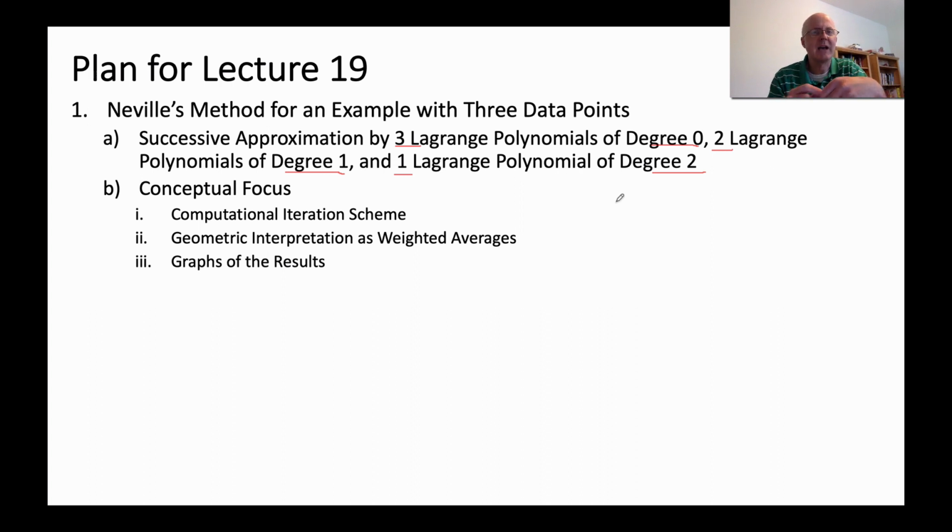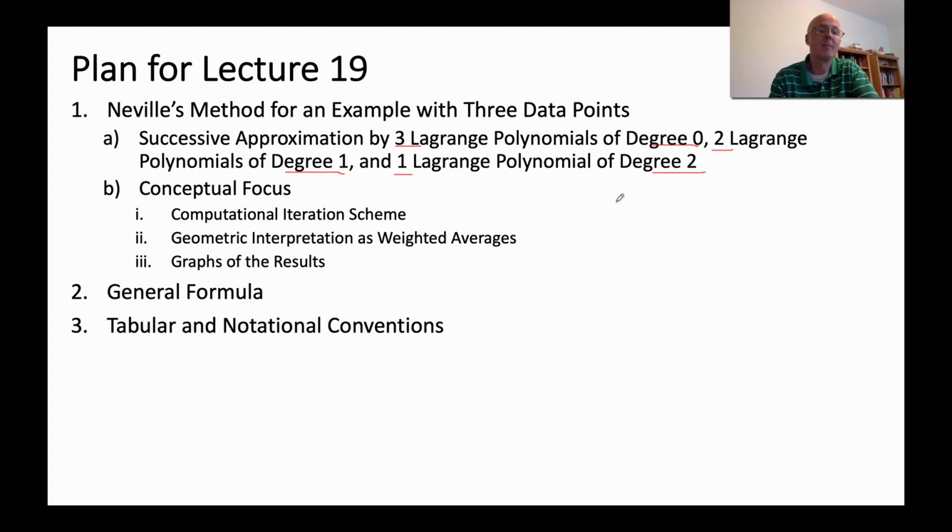Now, I should say also at the outset that Neville's method is really set up mostly to do computations with particular numbers and not necessarily formulas. That's its main benefit, in fact. However, we will talk about formulas as part of the discussion here. Then that will lead to the general formula for Neville's method. Again, it's an iterative scheme with a recursive kind of formula.